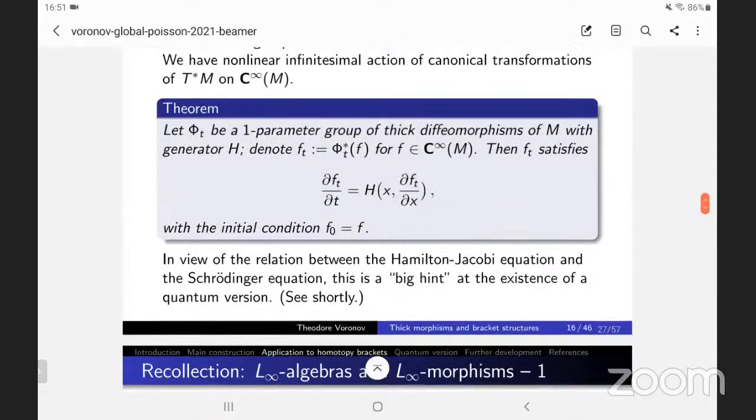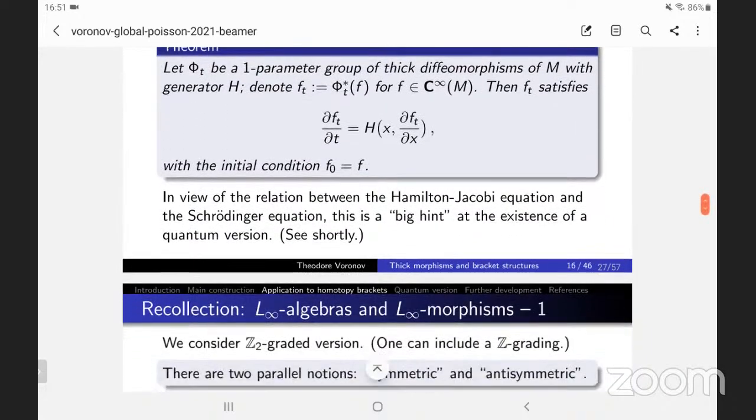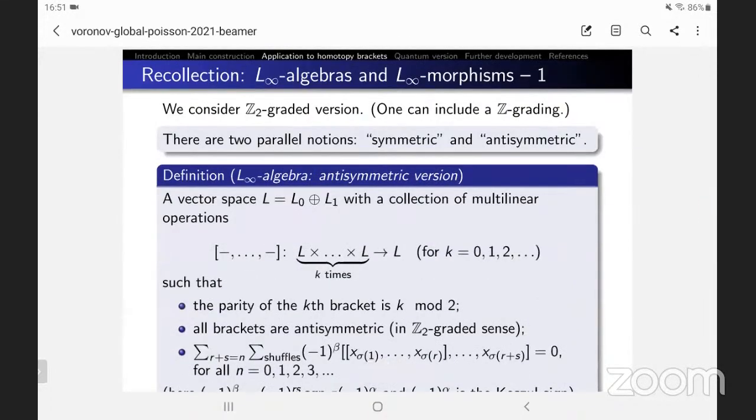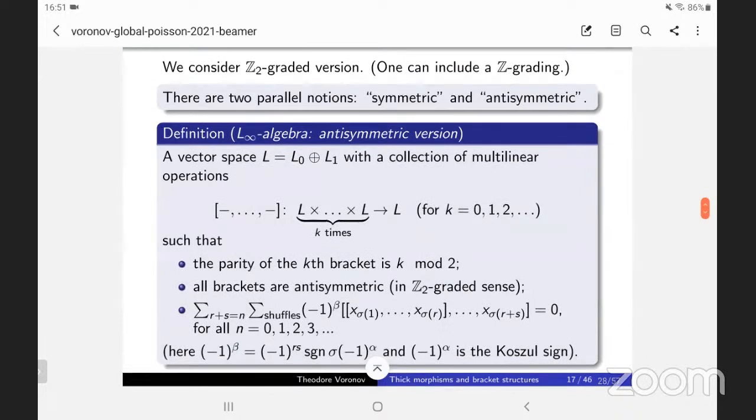So that is just the general theory. Now, application of this general theory to brackets, to homotopy brackets. So let me, in tempo allegro, recall something about homotopy algebras. So we need L-infinity algebras, L-infinity morphisms. There are two parallel notions of L-infinity algebras. One notion is the one that Jim prefers, a version with anti-symmetric brackets, that was originally introduced in his paper with Stasheff and Lada, right? So the anti-symmetric version has brackets which are anti-symmetric in a graded sense and satisfy a sequence of higher Jacobi identities.